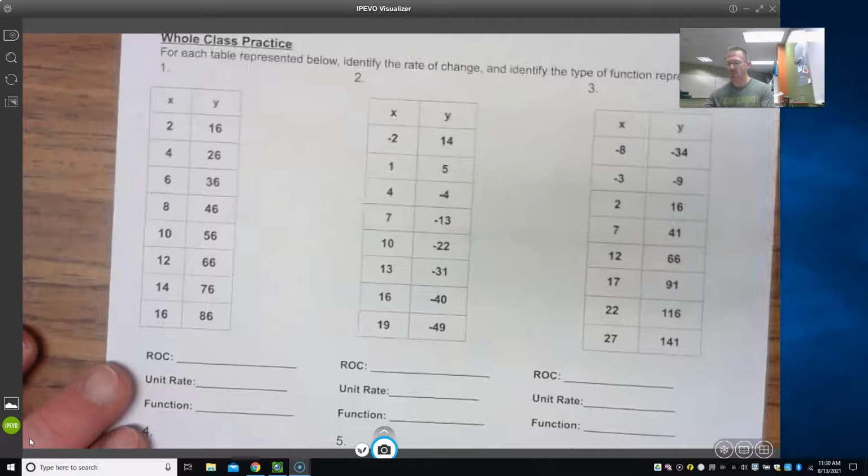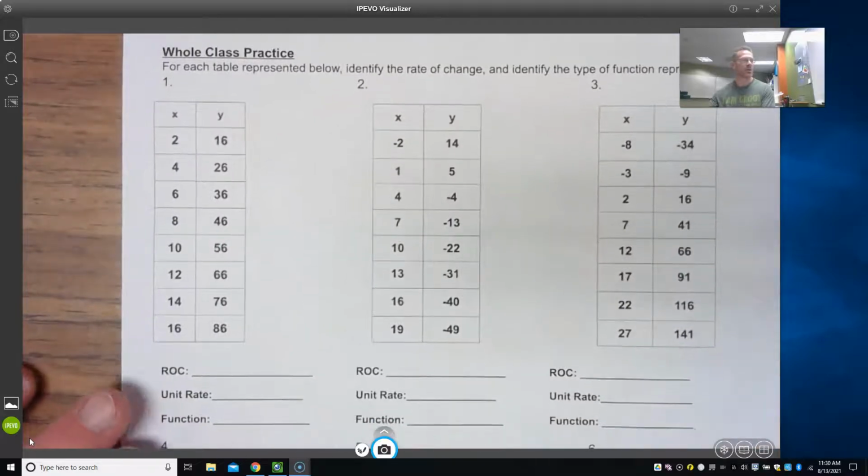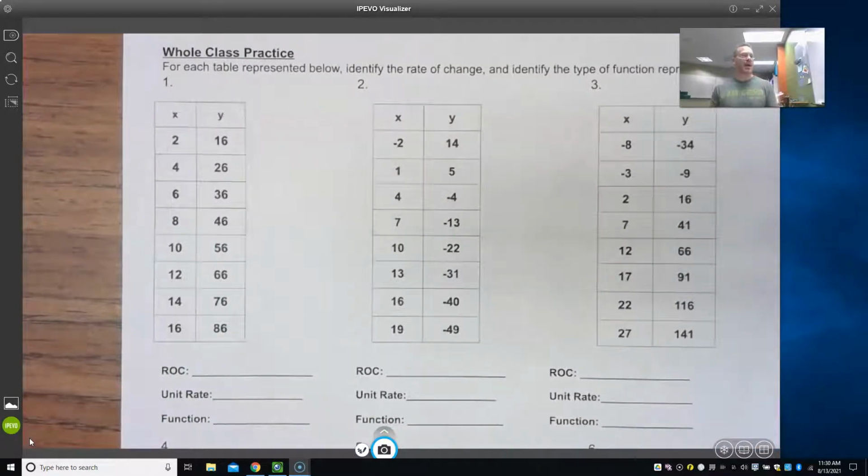So now let's go ahead and flip the page and look, once again, at some of those whole class problems. Let's look at problem 1 here. Once again, we're asking the same 3 questions that we asked in our prior lesson. What's the rate of change? What's the unit rate? And do we know what type of function it is from that rate of change? Once again, we're going to analyze the right side of the table, which is our change in y, and then the left side of our table, which is our change in x.